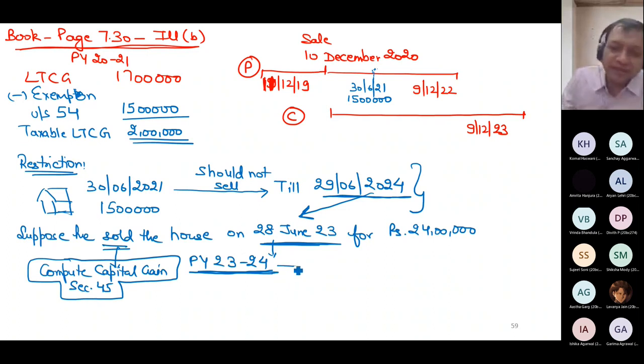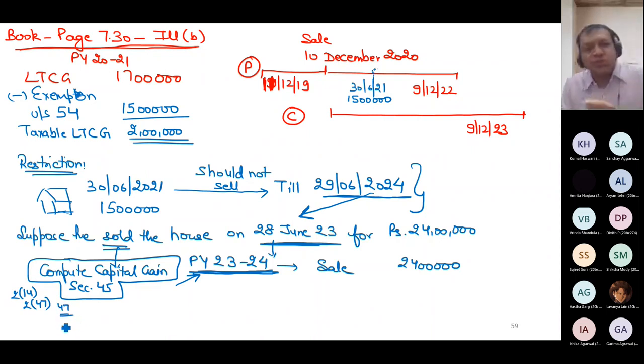How will I compute capital gain here? How much sale value I will write? Can you tell me how much sale value I will write? 24 lakh. Again, remember that stage flow chart which I have told you. In the previous year 23-24, I applied section 45. I applied section 2 clause 14 also because it's a capital asset. I applied section 2 clause 47 also because it is a transfer. I applied section 47 also, because it is not a transaction which is not transfer. It is transfer.